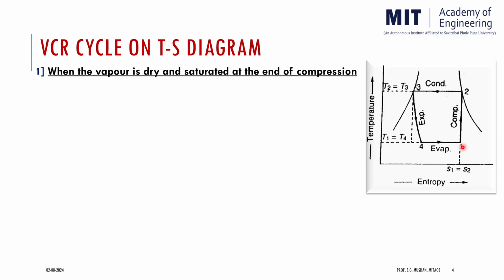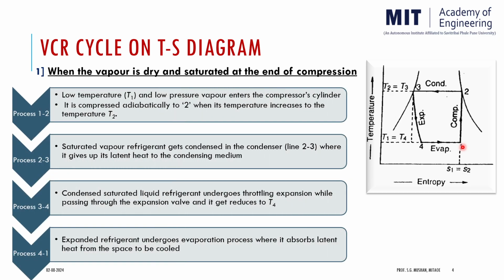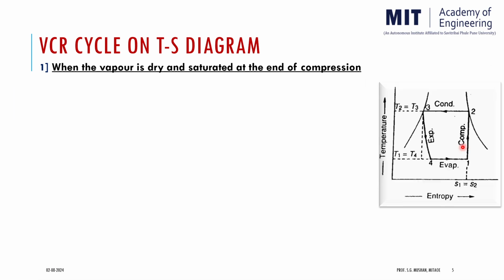In this way, we plot the process on the psychrometric chart. Once we plot the process, the next task is to find out the performance of this particular VCR cycle based on this condition. For that, here you will find the description of the different processes. So we can go through it.